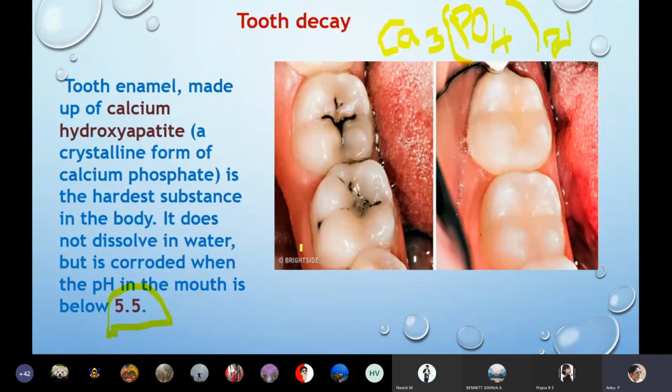I have shown two pictures here. In one image, it is very clear how a normal tooth looks like: there is no cavity, there is no damage. But in the other tooth, you can see black colored substances. It means that when the mouth becomes more acidic, sour in taste, the acid present in the mouth reacts with the enamel part of the tooth and it starts to decay. That is how tooth decay is created. So this is also a reaction between acid and base.